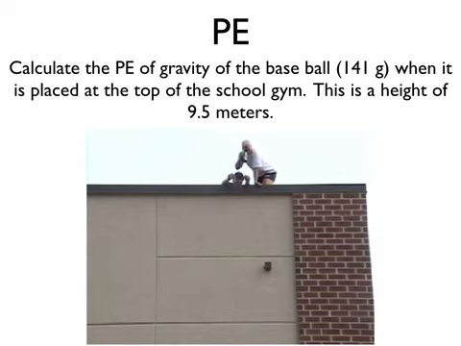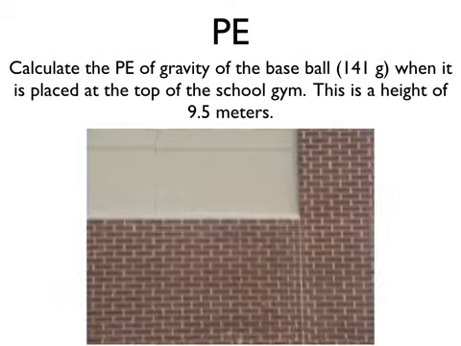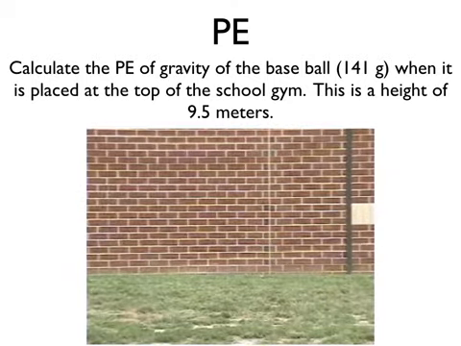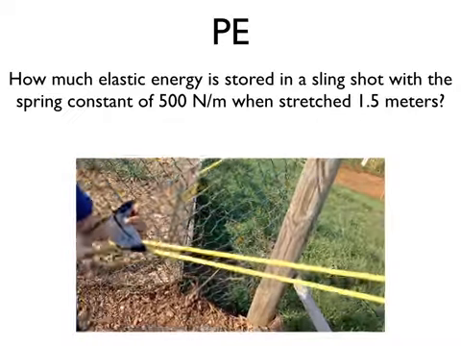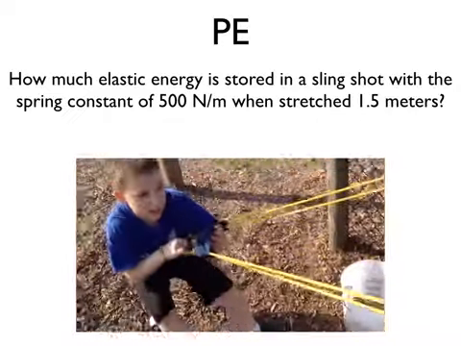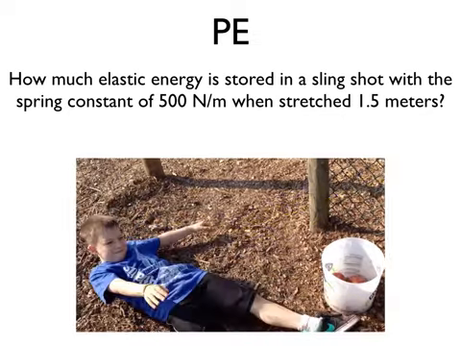You should be able to calculate the potential energy due to gravity. So here I hold the baseball at the top of the school gym, which is a height of 9.5 meters. Calculate its potential energy before I let go. You should be able to calculate elastic energy. So find the elastic energy stored in this slingshot. The spring constant is 500. The stretch is 1.5 meters.